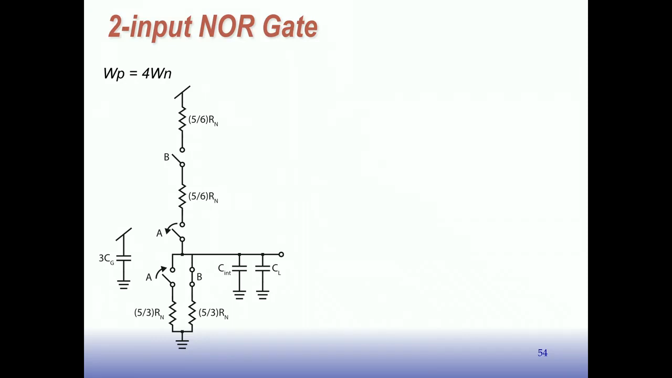Right. And then we have to adjust their sizes in an absolute sense in order to get this 3CG here. So that's the fair comparison to the inverter. Right. And that will likewise affect the resistances. Without going through all those details, this is how it ends up. The resistance here is 5/3 R. The resistance here is 5/6 R. Right? And remember, these are 4 times as wide.